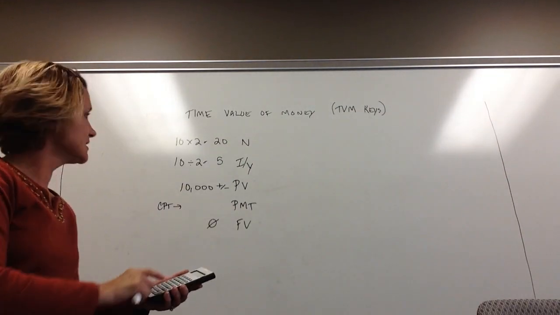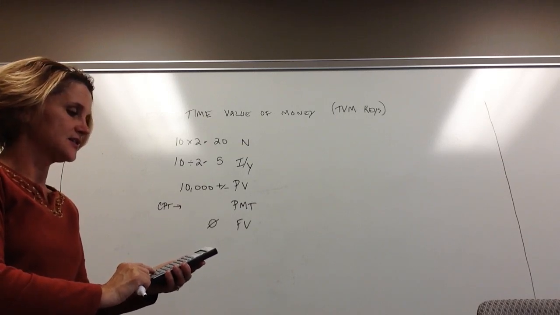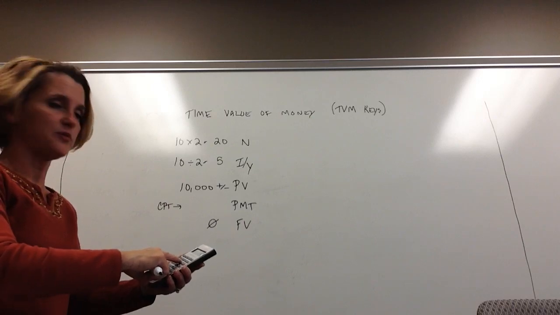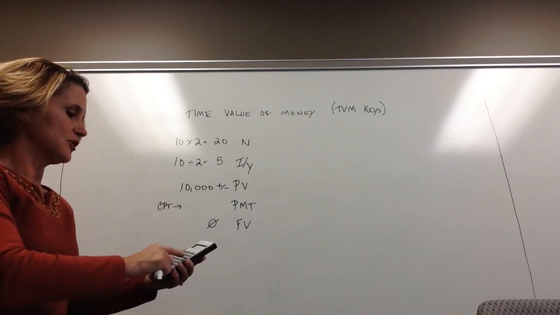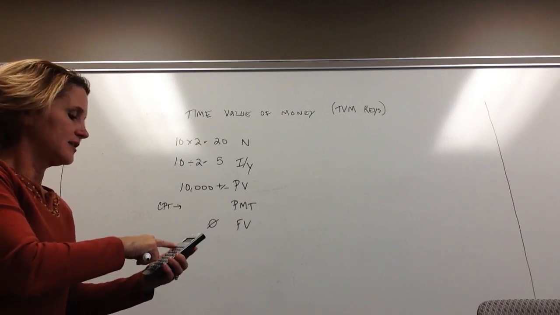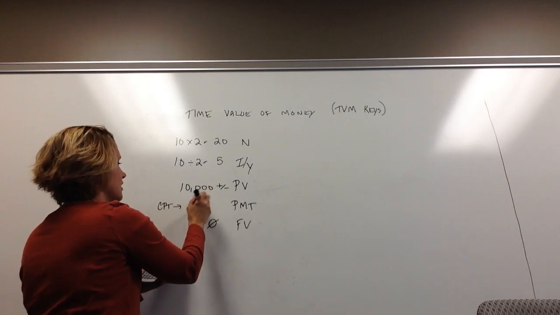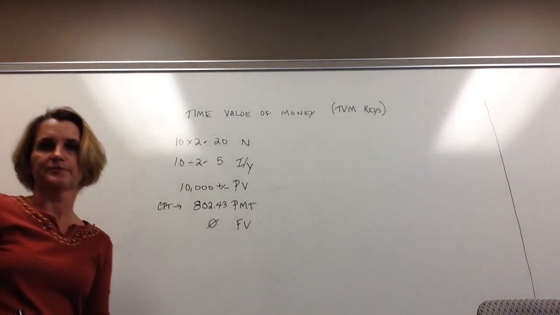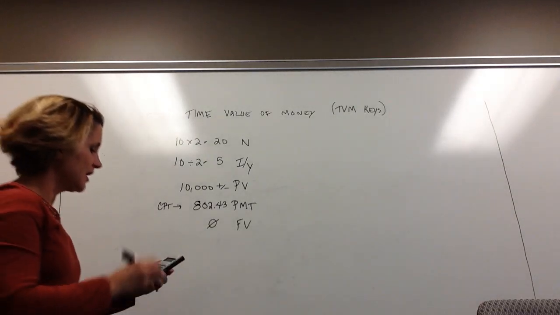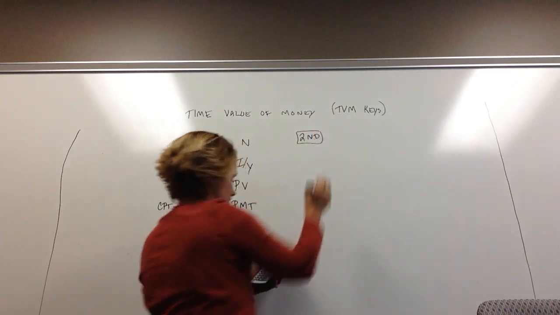So 20 is the N, 5 is the IY, $10,000, make that negative by pushing the plus or minus button, is our PV, zero out the future value, and then compute that payment. So then the payment of this mortgage would be $802.43. So that's how much they'd have to make. If we wanted to amortize it, again, the calculator can do that.